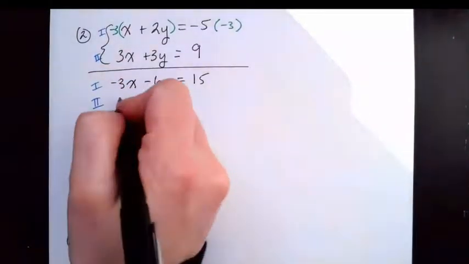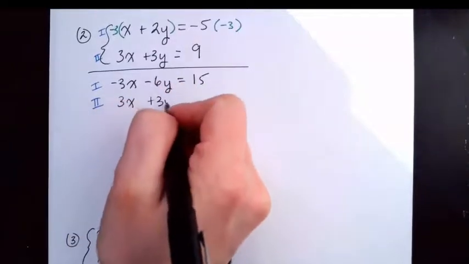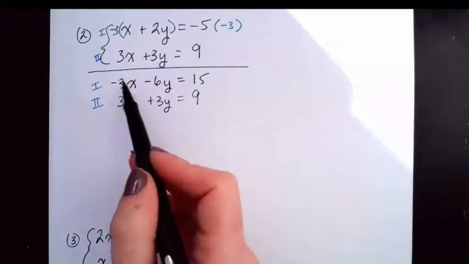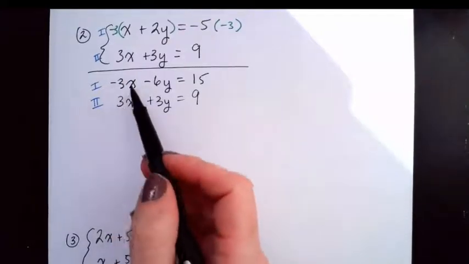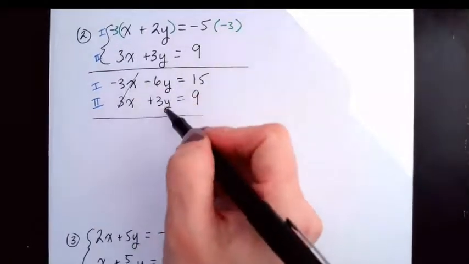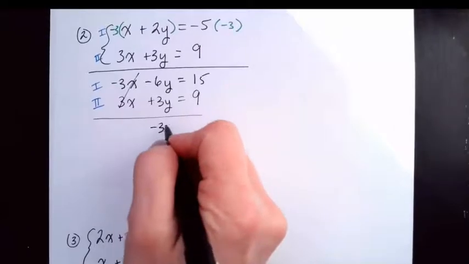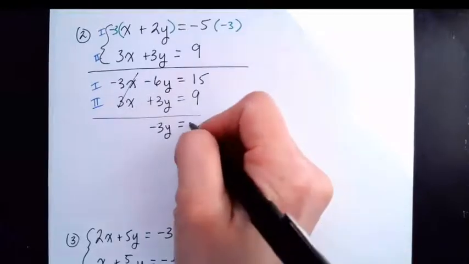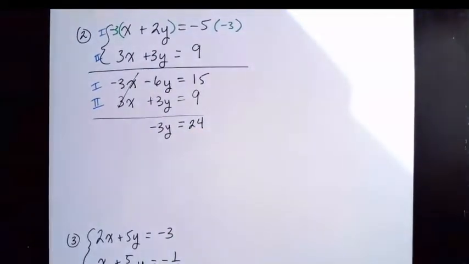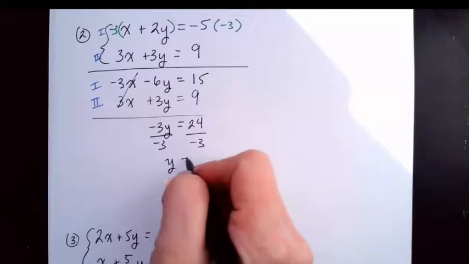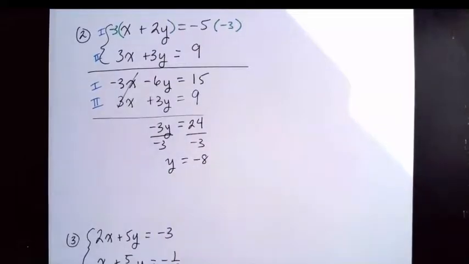3x plus 3y equals 9. Now when I add my equations together, since the x's have opposite coefficients, the x's will cancel out and be eliminated. The y's, when I combine, will be negative 3y equals 15 plus 9 gives me 24. I only have an equation that contains y. I'll go ahead and solve for that y value. Divide by negative 3. So here y is equal to negative 8.